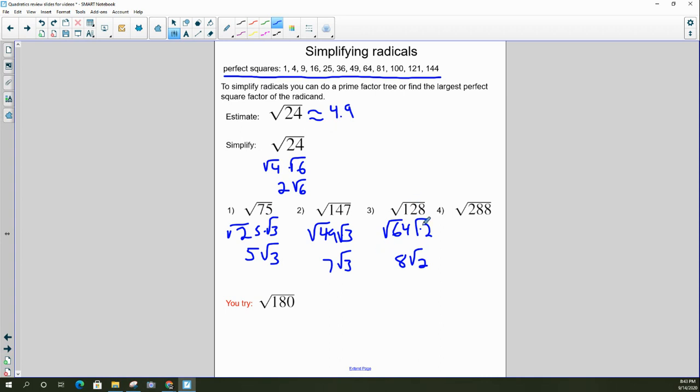But if you did the prime factor tree on that one, you are going to get a lot of 2s. All right, so you're going to get seven 2s there. So it's kind of a lot to break down as well. All right, 288 is 144 times 2. So the square root of 144 is 12. So that's 12 rad 2.